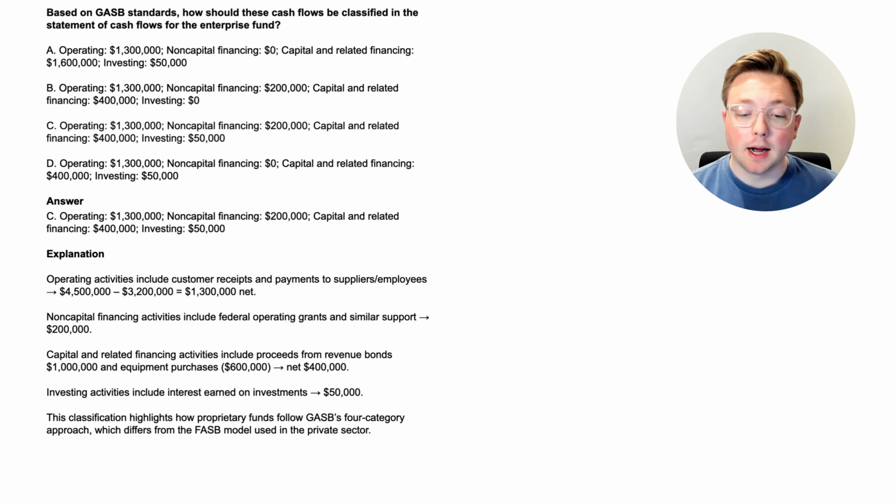This classification highlights how proprietary funds follow GASB's four-category approach, which differs from the FASB model used in the private sector. We're not going to talk about that right now because that's more of a VAR topic. But again, there are four categories when it comes to the proprietary fund statement of cash flows. We went over them there. Now let's go to the next question.